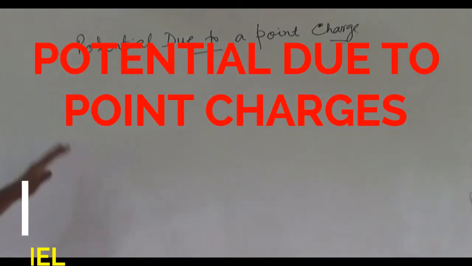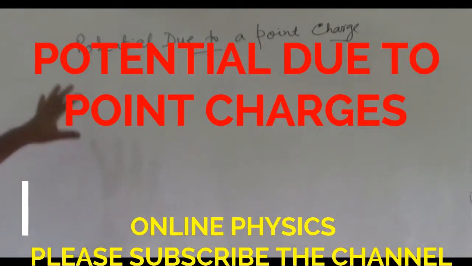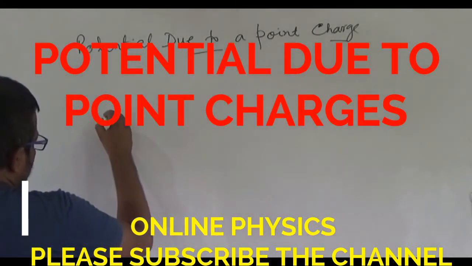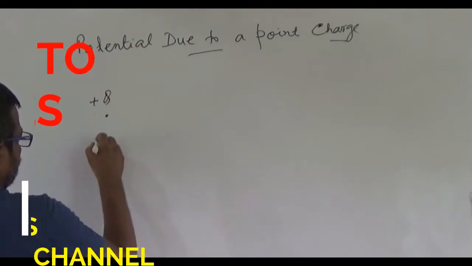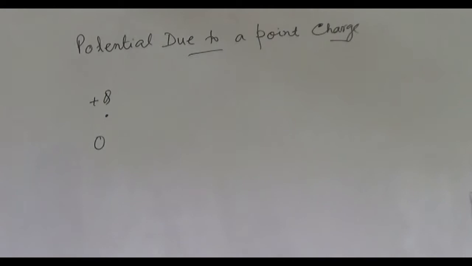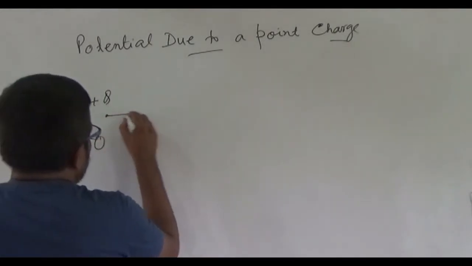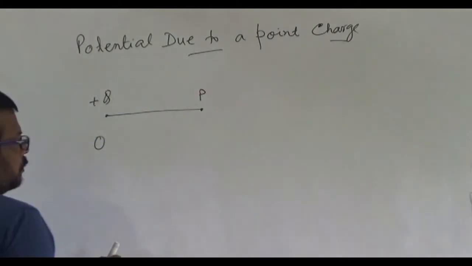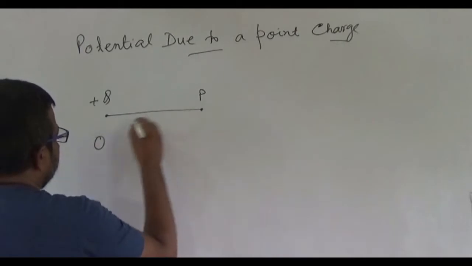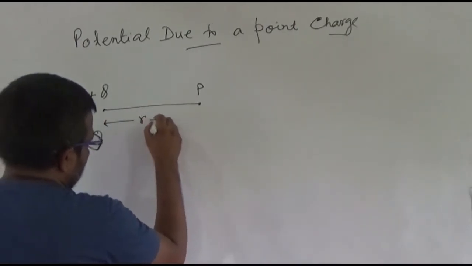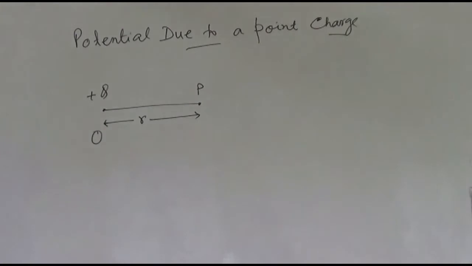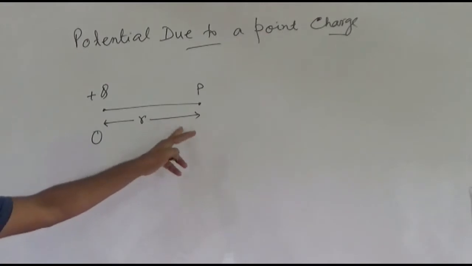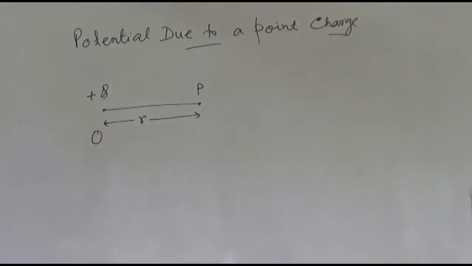Now we are going to deduce an expression for the potential due to a point charge. Let us consider a point charge plus Q at some origin O, and we are going to deduce an expression for potential at the point P, which is at a distance r from O. That means we are going to find the potential at P, which is at a distance r from the point O due to this point charge.